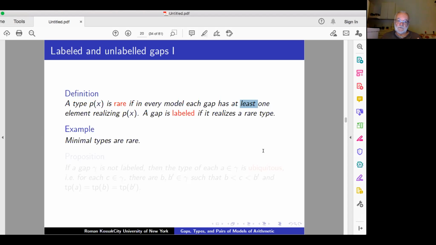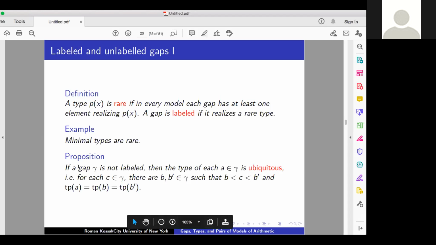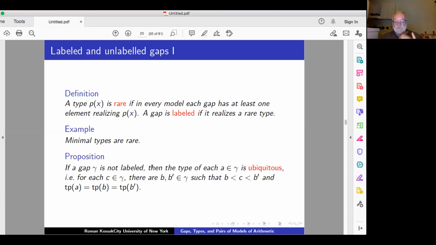So you can formulate this as a result. Before I formulate it, the opposite of a rare type is a ubiquitous type. This is both a proposition and a definition at the same time. If a gap is not labeled, then it turns out, and this is a simple proof, an exercise, to show that the type of each element realized in the gap is called ubiquitous.